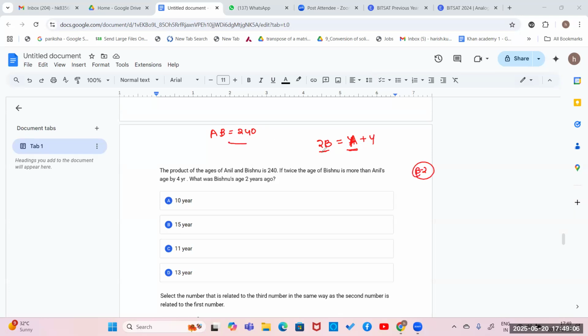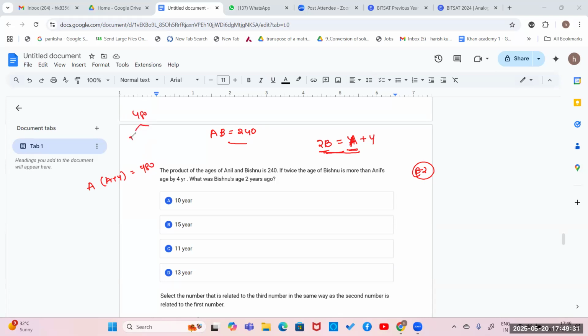So we have two equations and two unknowns. You'll get the values, right? AB is 240 and B is (A plus 4) by 2. So A into (A plus 4) by 2 is equal to 240. So A into (A plus 4) is 480. Right, so instead of doing this factorization, let's try to figure out the factors.